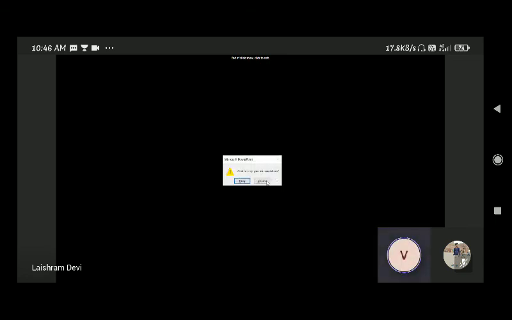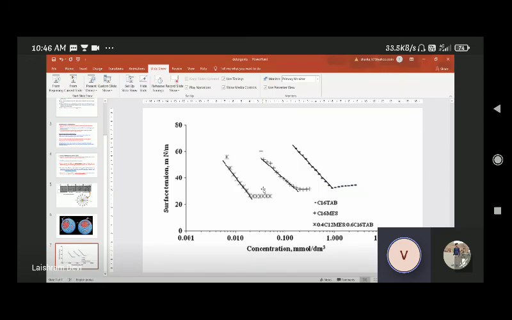एक्सक्यूज मी मैम. Yes, बोलो. मैम ये जो हम एक्सपेरिमेंट कर रहे हैं सब टॉप क्वार्टर में है ना?